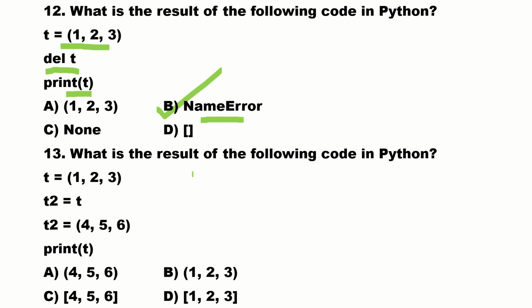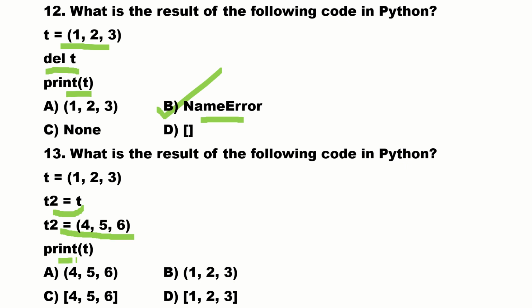Next one, what is the result of the following code in Python? Here one tuple is given, and T2 is equal to T, and then T2 is equal to 4, 5, 6. Here T2 is just a reference of T. Okay, T2 is just a reference to T. T2 is not a copy of it. And here again T2 is reassigned. What is it reassigned to? It is reassigned to 4, 5, 6.